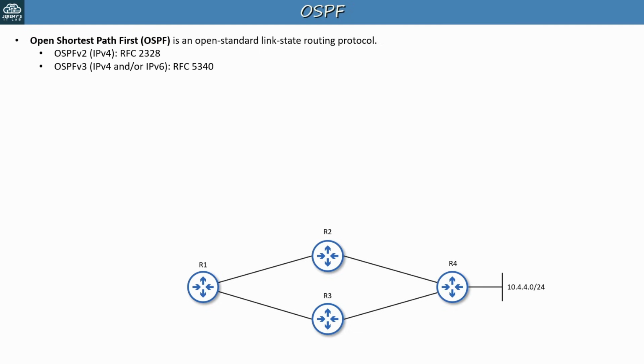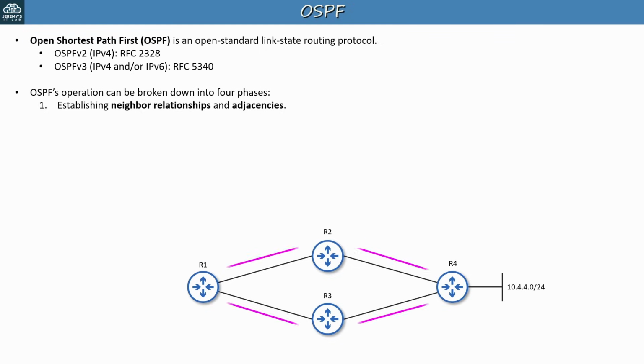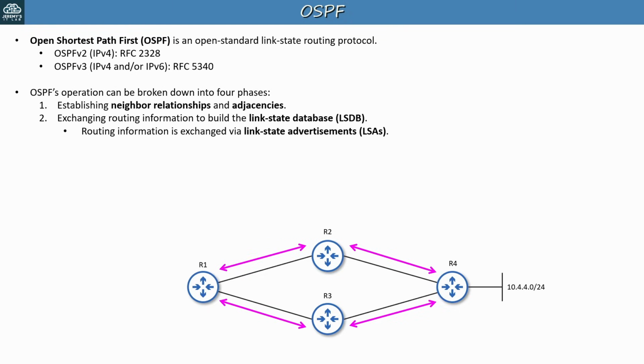For most of this section, we'll focus on OSPF v2, and then cover version 3 and its differences with version 2 at the end. OSPF's operation can be broken down into 4 phases. First, routers will establish neighbor relationships and adjacencies with their directly connected neighbors via various OSPF message types. An adjacency is a neighbor with which the router proceeds to the next step, exchanging routing information to build the link state database, or LSDB. This is OSPF's topology table, which forms a map of the network topology. This routing information is exchanged via data structures called link state advertisements, LSAs.